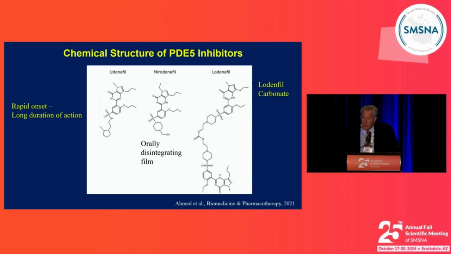These last 3 structures I just put up for completeness. The one on the left, udenafil, has a rapid onset and long duration of action. Mirodenafil is an orally disintegrating film, and lodenafil is actually given as lodenafil carbonate, which then breaks down into 2 molecules of lodenafil.